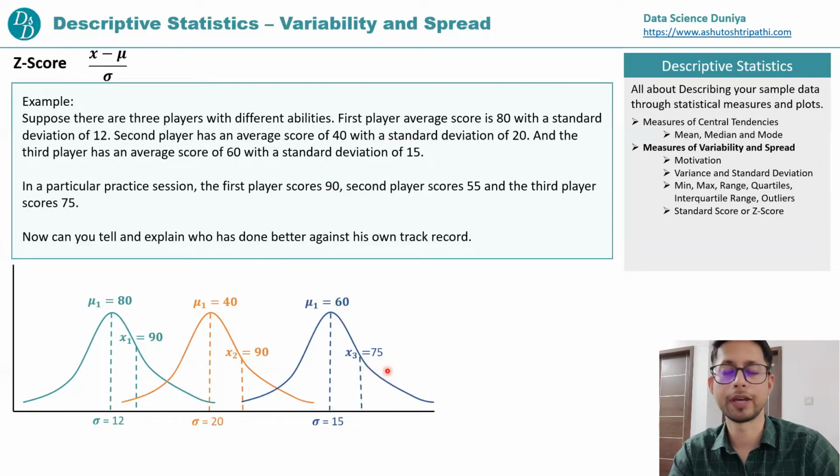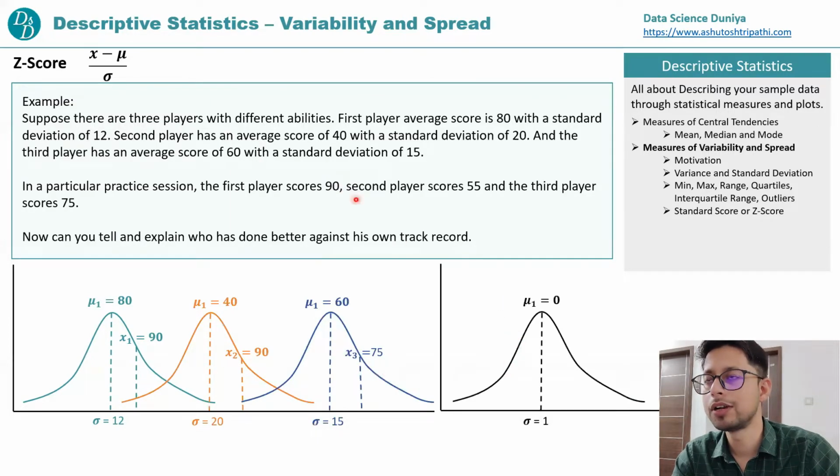How will we compare? For that, we need to calculate the Z-score. We know the formula: x minus mu divided by sigma. For player 1, we have sigma 12, mu 80, and x 90, so the Z-score is 90 minus 80 divided by 12. For player 2, the Z-score is 55 minus 40 divided by 20. And similarly for player 3, it is 75 minus 60 divided by 15.